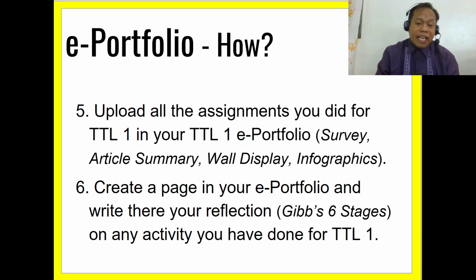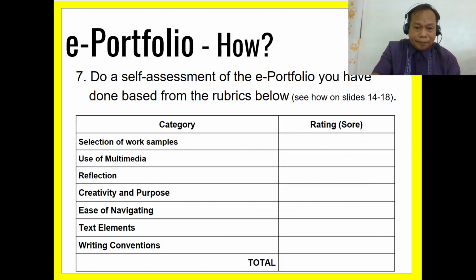And then create a page in your e-portfolio and write there your reflection. I want you to follow 6 stages on any activity. For example, in doing the infographic, how well you did it. You reflect. For example, the description is infographics. And then how do you feel about doing it? And then what are the good points? You analyze how you did it. And then you conclude if you have done it. If you have not done it well, you create an action plan.